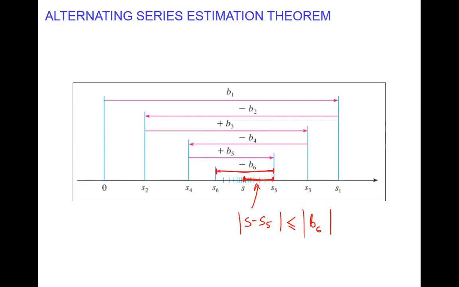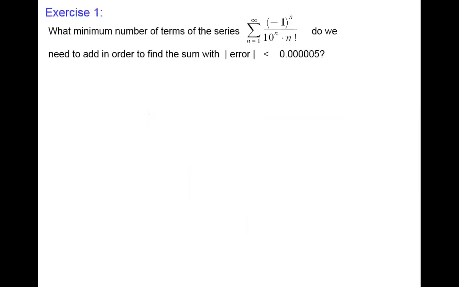Okay, let's practice and solve a few examples. Exercise number 1. What minimum number of terms of the series, the summation from 1 to infinity of (-1)^n over 10^n times n factorial, do we need to add in order to find the sum with the error less than 0.000005?